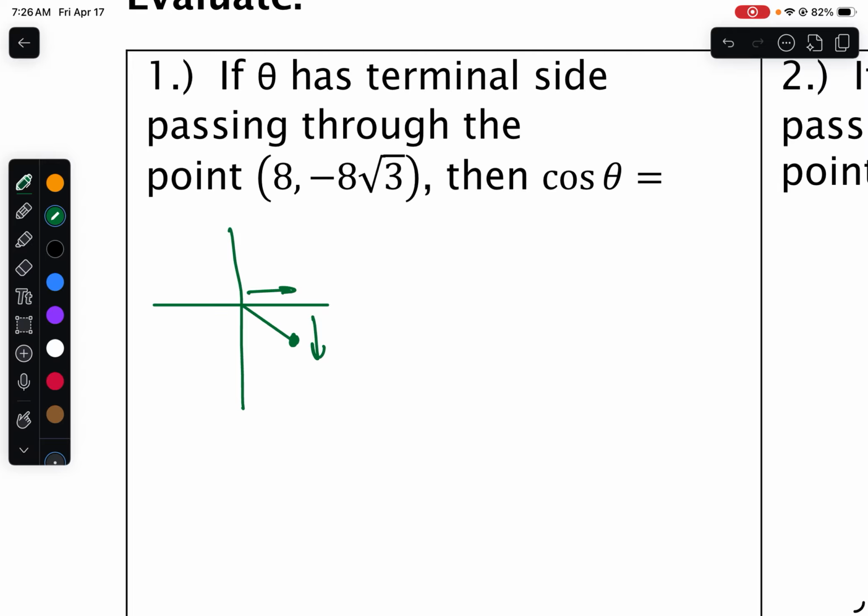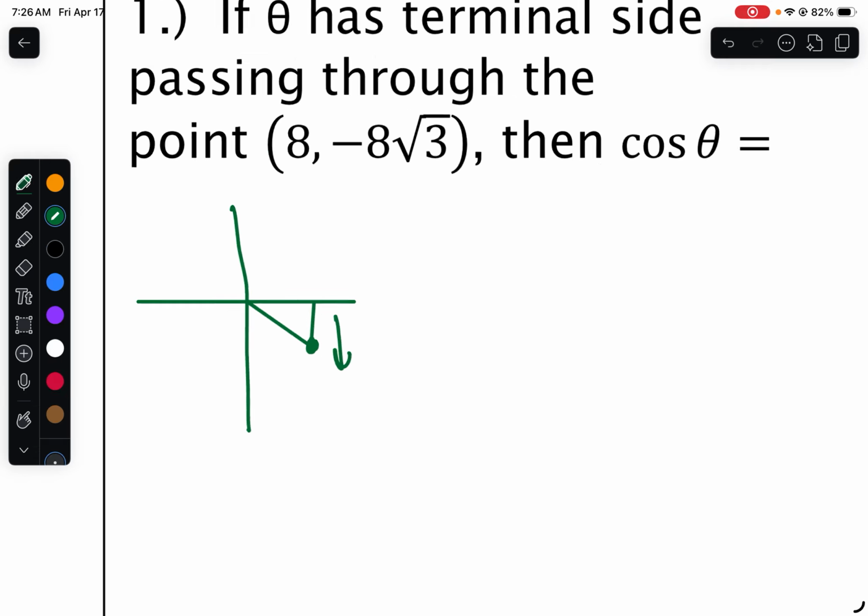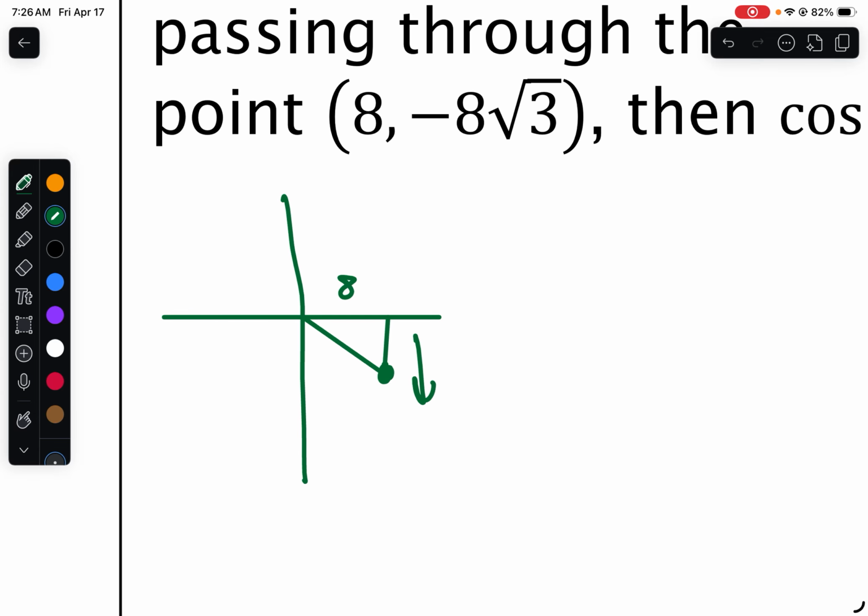And what you're going to do is make a right triangle by drawing a line from the point to the x-axis. You might have to draw it down, you might have to draw it up. Like if we're in the first quadrant, we'd have to draw the line down to the x-axis. But you just want to draw that line to the x-axis. And then label the sides of the triangle that you just drew. So here is 8, and this guy is 8 root 3.